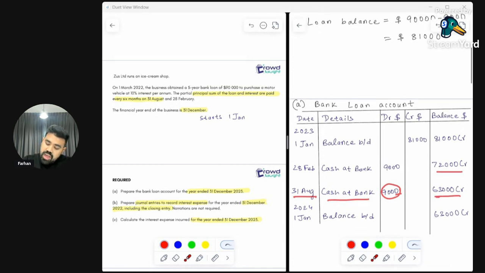So this $63,000 credit will be carried forward as the opening balance in the new financial year starting 1 January 2024, and we'll write balance brought down of $63,000 credit, obviously, because it's a liability account. All right? So that completes the bank loan account in itself.